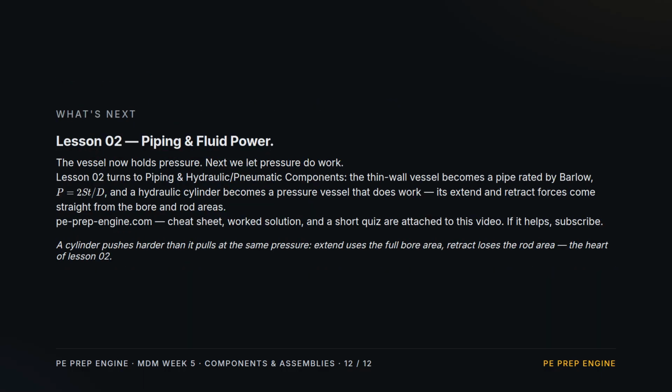Next up, Lesson 2, Piping and Fluid Power. The same thin wall vessel becomes a pipe rated by Barlow, and a hydraulic cylinder is a pressure vessel that does work. Its extend and retract forces come straight from bore and rod areas.